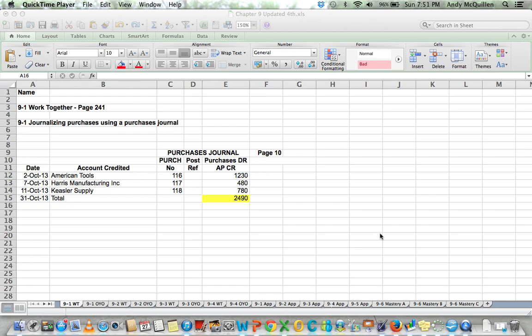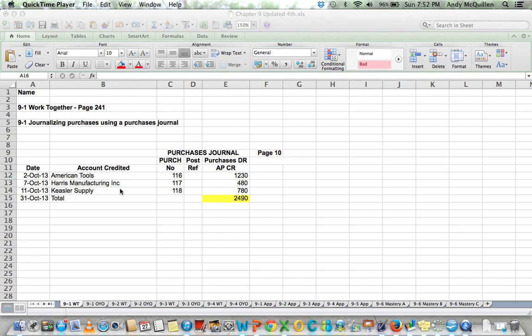Chapter 9 gets into some different journals. One that we're going to start out with in 9-1 is the Purchases Journal. Purchases Journal, truthfully, is something we have somewhat used, but it's probably the easiest of all the journals you're going to learn about here in the next couple chapters, because the debit and credits are all in the same column. Purchases debit is here, accounts payable credit.